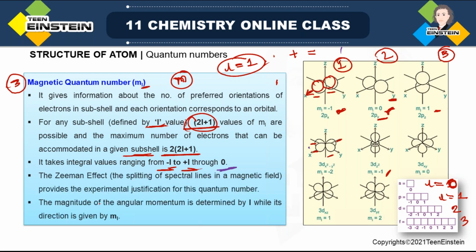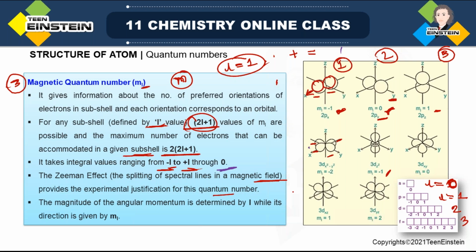Now, if you want to know the experimental justification for this quantum number, it is observed that when the spectral lines are observed in a magnetic field, there is some splitting. That means when it is in the presence of a magnetic field, something is happening. In a particular magnetic field, there will be some change in the orientation of the orbital, and this splitting of spectral lines is because of this preferred orientation. Depending on how many preferred orientations you get, you can explain the splitting of spectral lines under a magnetic field.